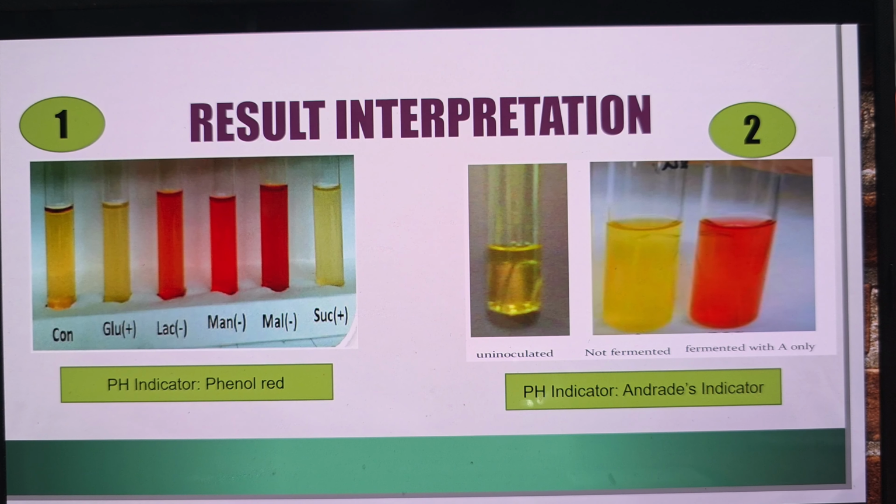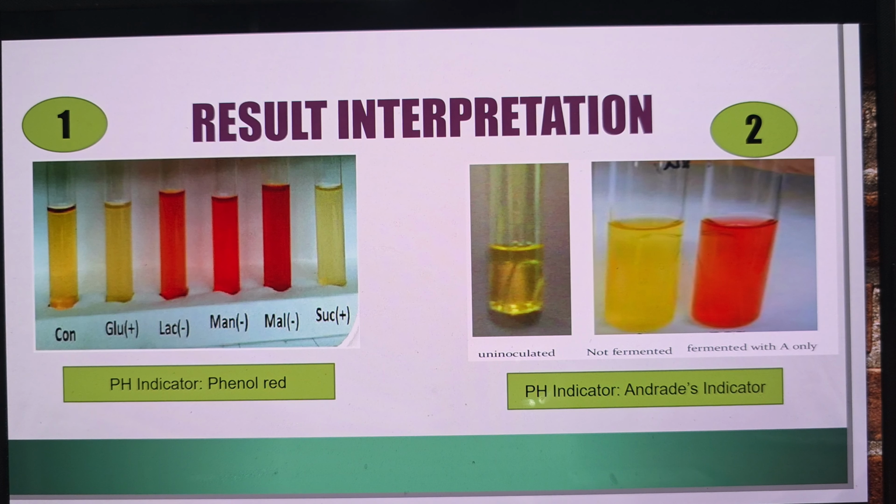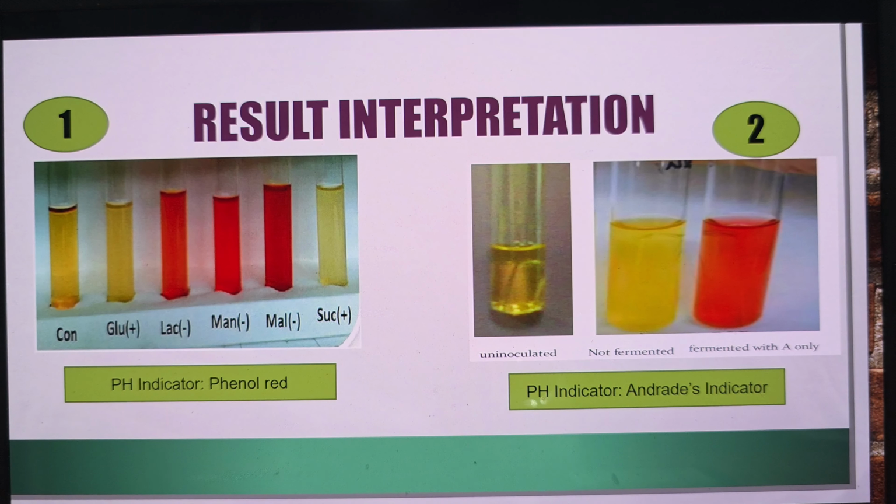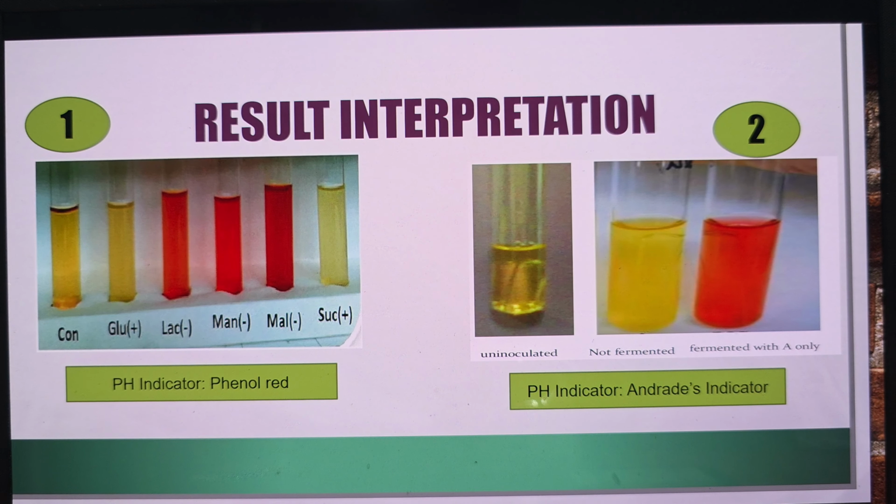Result interpretation depends on the pH indicator used in the medium. Different indicators produce different color changes when acid is generated during sugar fermentation. Example, in the first picture, the pH indicator is phenol red. Here glucose and sucrose are fermented. Lactose, mannitol and maltose are not fermented. In case of phenol red, due to acid formation, media turns to yellow.